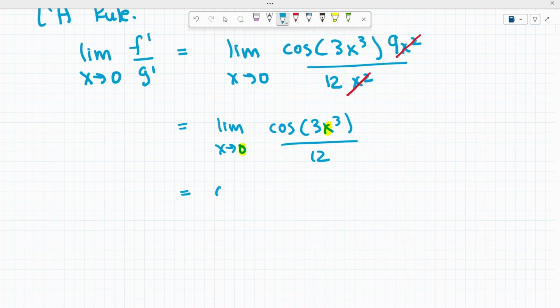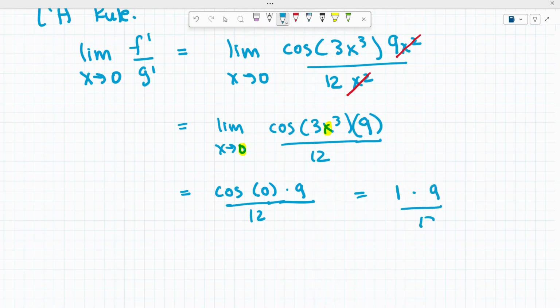So we've now got cos 0 over 12. And I'm sorry, I forgot, we still have the 9 over here. We just canceled out the x's, but we still have the 9. So we've got cos 0 also times 9. So what is this equal to? Well, cos of 0 is 1. So we just have 1 times 9 over 12.